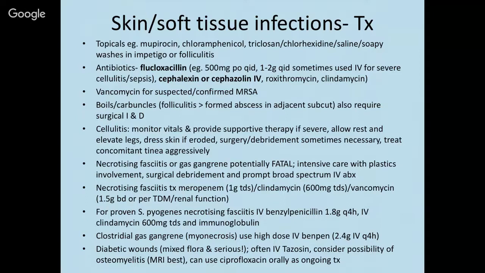And clostridial gas gangrene, which is myonecrosis, you use IV benpen because it's just Clostridium perfringens, and you know that bug, and you treat with benpen. So that's actually quite narrow spectrum.